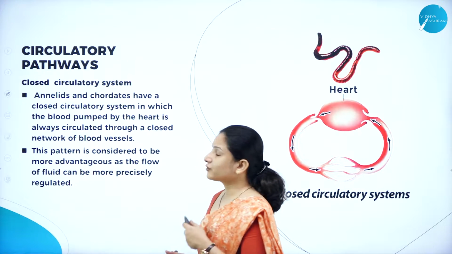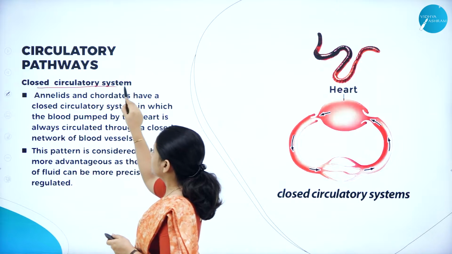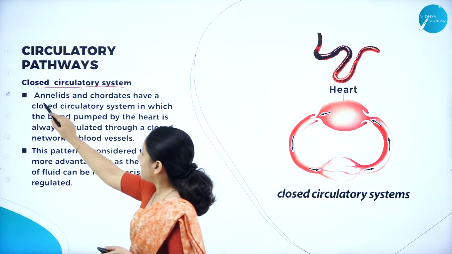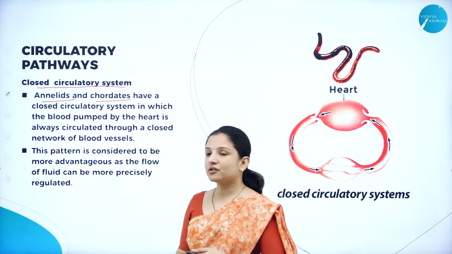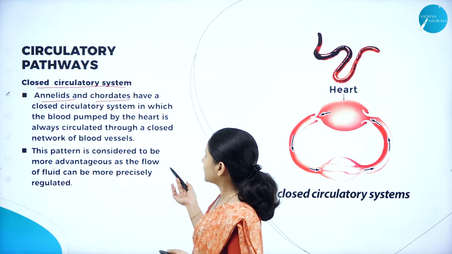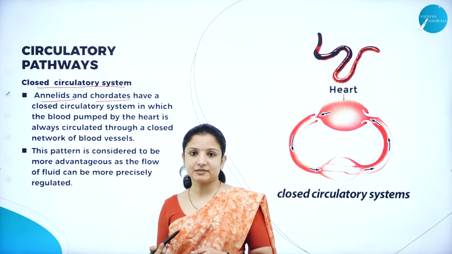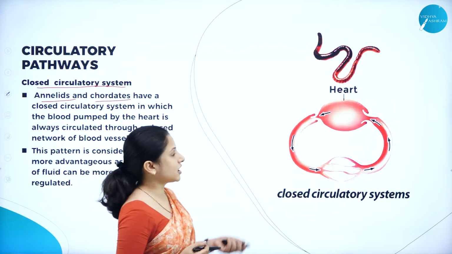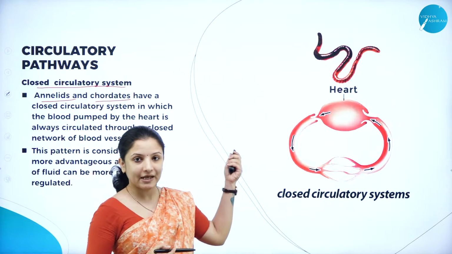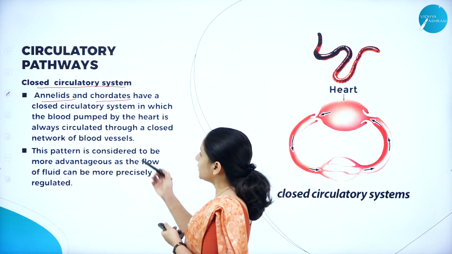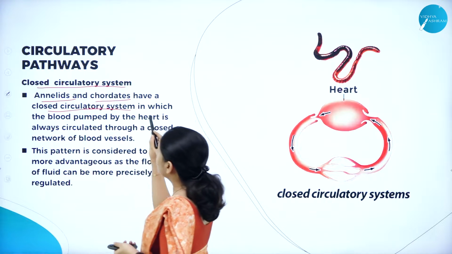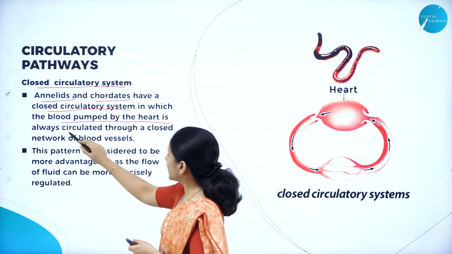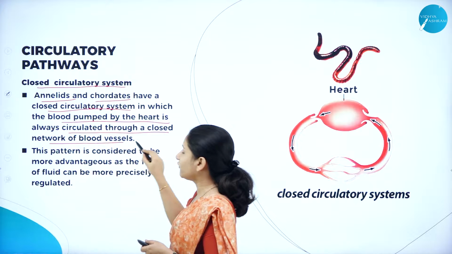Next, moving on to the closed circulatory system. This is one more kind of circulatory pathway. Most of the annelids and the chordates have the closed circulatory system. Apart from that, the closed circulatory system is also found in mammals like us. So annelids and chordates have a closed circulatory system. Here we have taken the example of the earthworm, which is an annelid. It belongs to Annelida. In the closed circulatory system, the blood is pumped by the heart and that blood is circulated through a closed network of blood vessels.